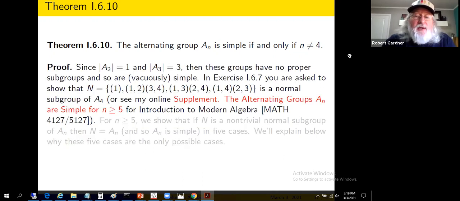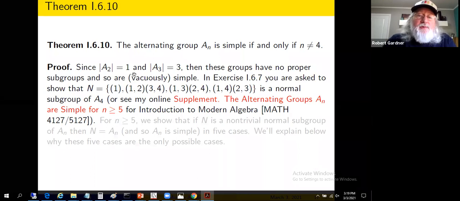Okay, let's take care of some little stuff here. If we consider A sub 2, we're looking at a group of order 1. If we consider A sub 3, we're looking at a group of order 3. These don't have subgroups, so these are simple. I mean, they're isomorphic to the trivial group and Z3. No subgroups, so vacuously those are simple.